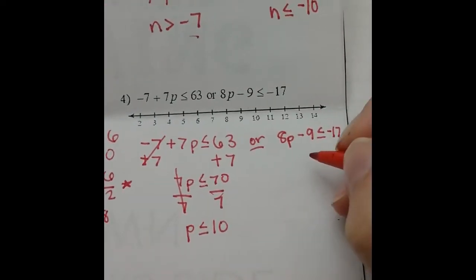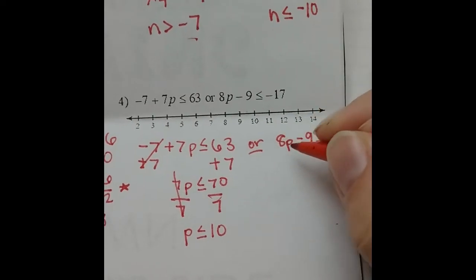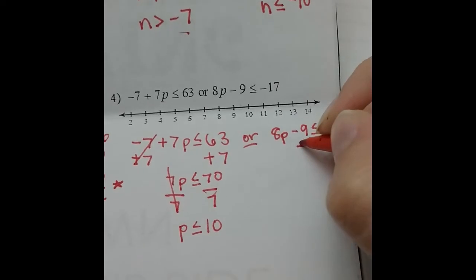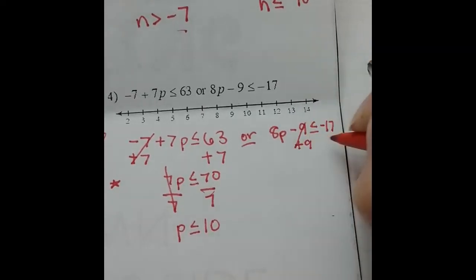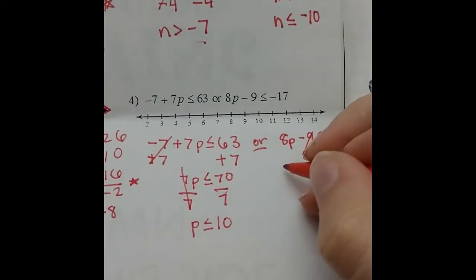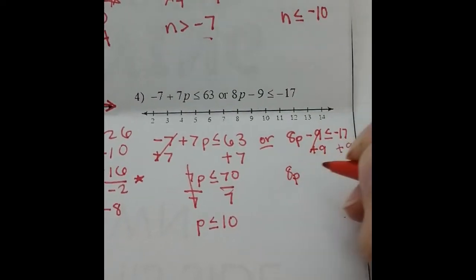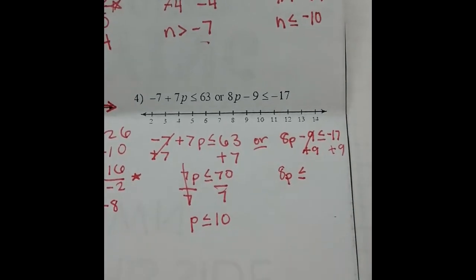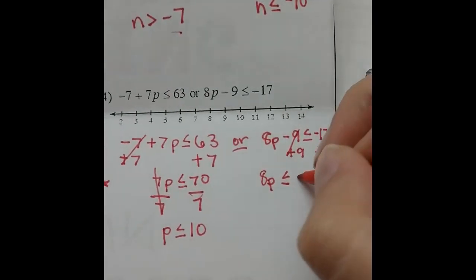Now on this guy, again, we want to deal with the 8 last because it's closest to p. We want to get rid of the strings that are attached to the ends here. So we're going to add 9 to both sides. So I've got 8p is less than or equal to, we're doing negative 17 plus 9. Well, that should be a negative 8.